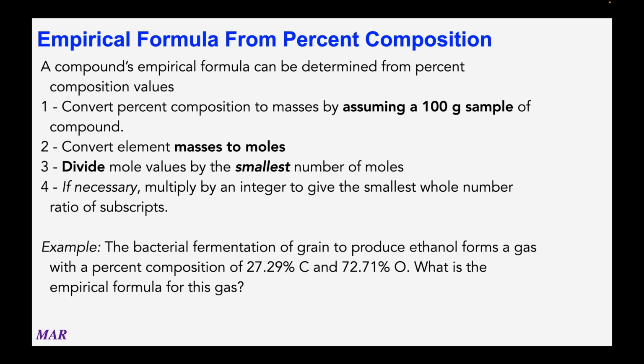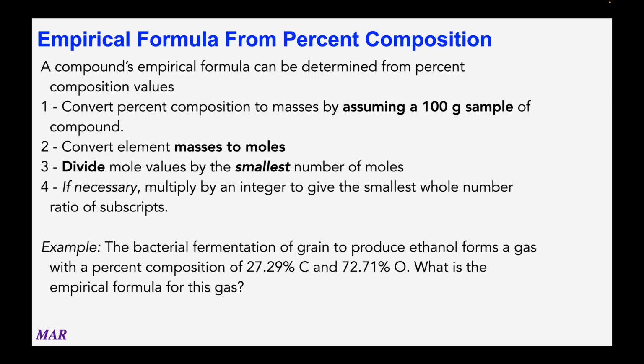You can then take the grams, turn them into moles by dividing by the molar mass. You'll get 2 mole amounts. You'll divide both of them by the smaller to try and get at least the first one a whole number, and the second one will hopefully be a whole number. But if it's not, you can multiply everything through to get whole number atoms, because remember, chemists like whole number atoms. So in this example, we're going to look at some kind of a bacterial fermentation of grain, and we end up with a gas which is 27.29% carbon and 72.71% oxygen. And the question is, what's the empirical formula of this gas?